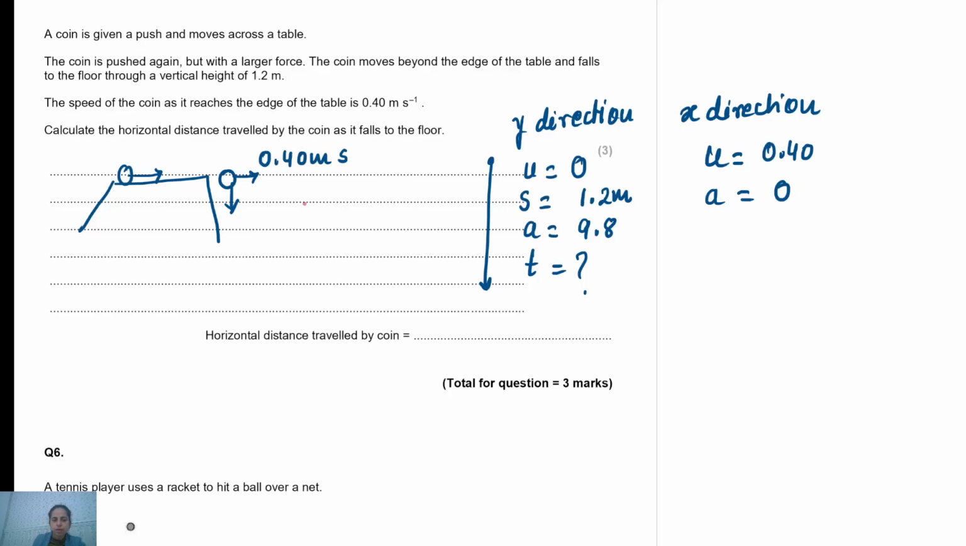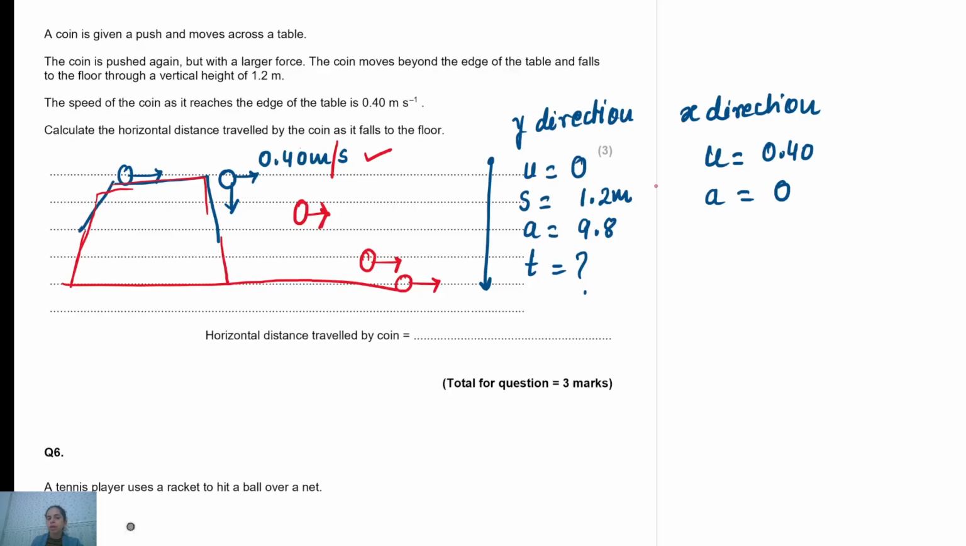Let's say this is the ground, and this is your table. That's a horrible looking table, just bear with me. So why has it traveled a horizontal distance? It has traveled the horizontal distance because of this speed, 0.40. Does it have an acceleration in the x direction? No, because the coin does not have an engine in it. It was given a push here. So the minute that push is gone, there's no force in the x direction. It has only a speed in the x direction, so there's no acceleration in the x direction.